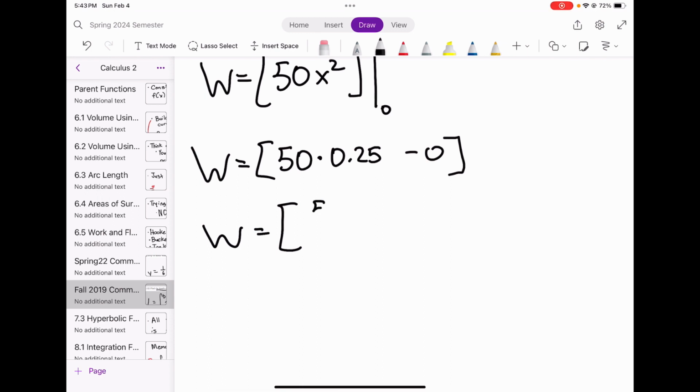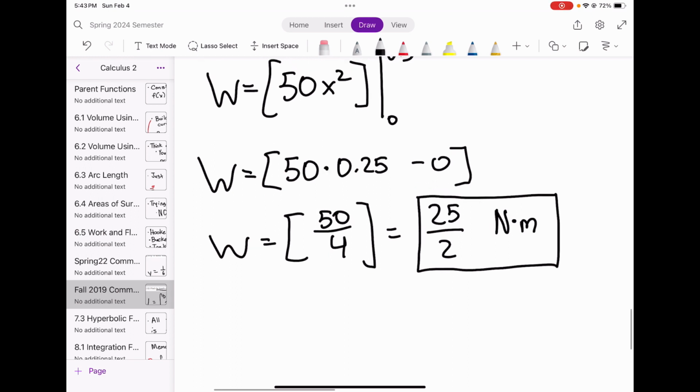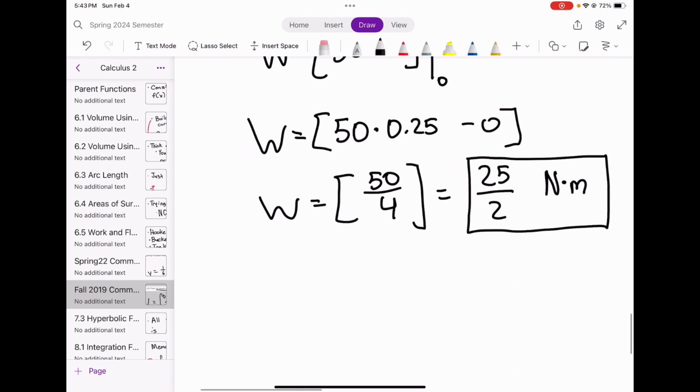I don't think we could simplify this. It's the same thing as putting 50 over 4. Oh, we could. 50 over 4 is the same thing as 25 over 2. And the units here are important. So it's going to be newtons times meters. Make sure you don't forget units. 25 over 2 newton meters. So yeah, that's number 2.